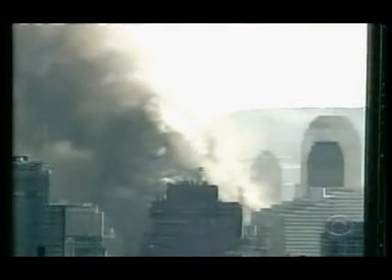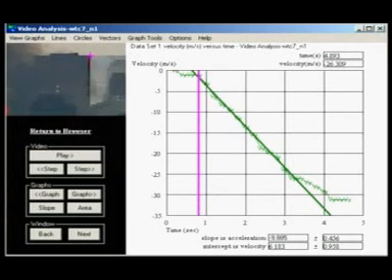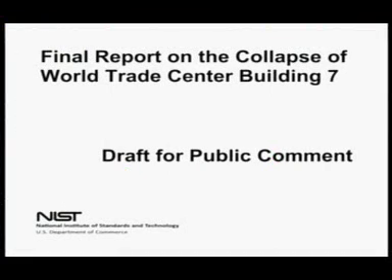Any breaking, bending, crushing, or pulverizing of the building components is occurring without the assistance of the free-falling portion of the building. Any force the top portion of the building might exert on the lower portion would be reflected in a reaction force that would produce an observable slowing of the rate of fall. A reaction force is observable in this graph only in the last seconds when the velocity strays from the straight line. Let's return to the NIST final report on WTC7.